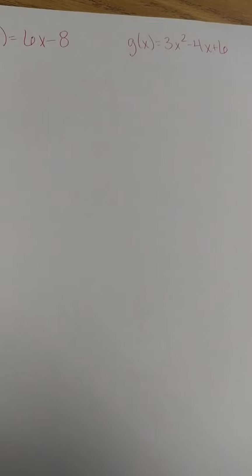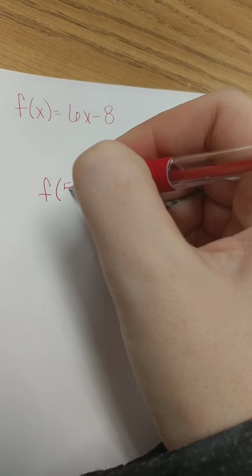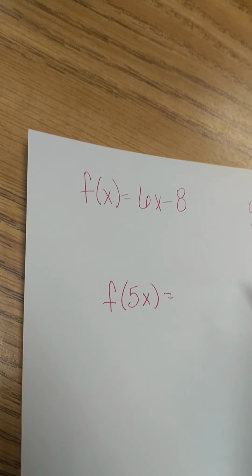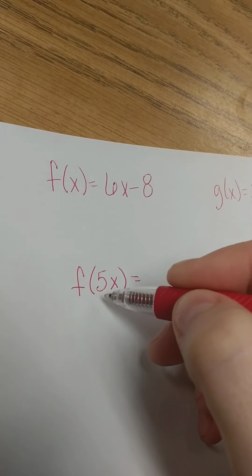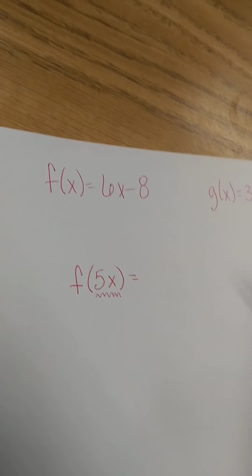Video 2 goes over a little bit more advanced composite functions, when you add variables instead of numbers. What that would look like is if I were to have f at 5x. Okay, now since there's a variable in parentheses, you cannot put it in the calculator, so you're going to have to do work here.